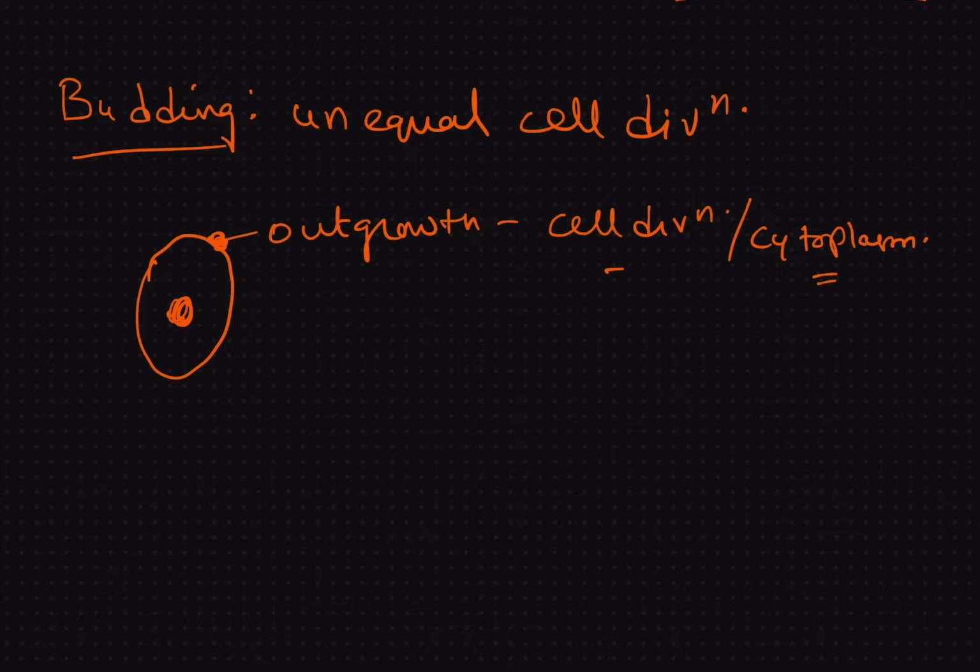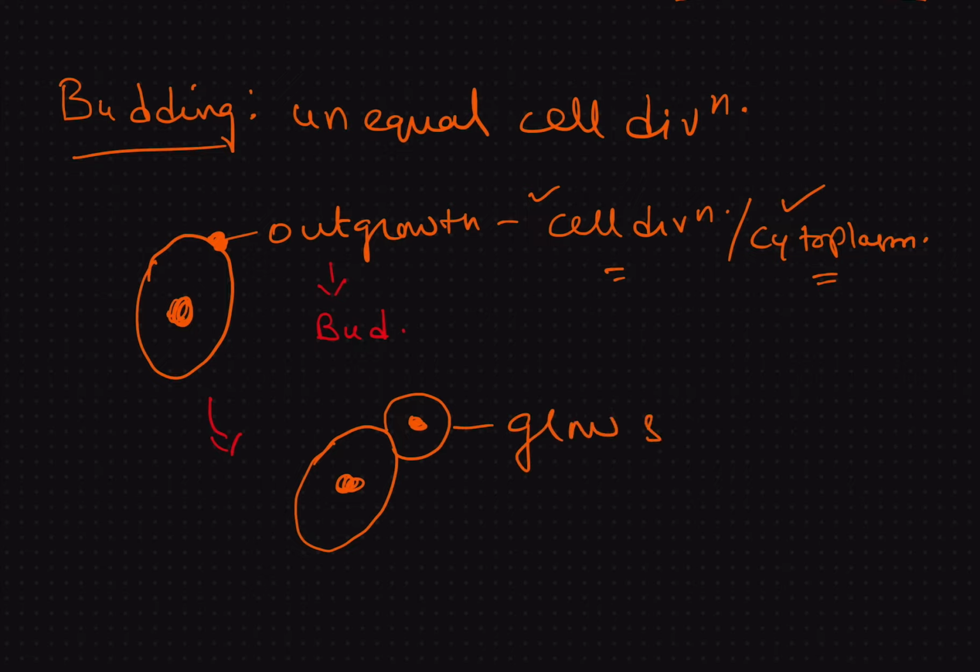So due to the increase in the volume of cytoplasm or due to the cell division, this particular outgrowth will happen. This outgrowth is otherwise called the bud. Eventually, this bud will increase in size, and as a result it will grow in size. It reaches maturity. And once it reaches maturity, it will behave as a daughter yeast cell.